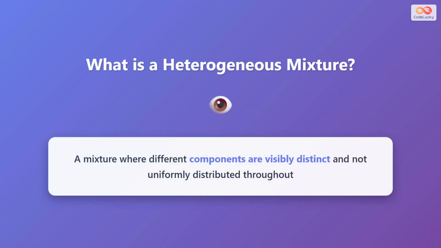A heterogeneous mixture is a type of mixture where different components are visibly distinct and not uniformly distributed throughout. In simpler terms, you can look at a heterogeneous mixture and see that it's made up of different parts. Unlike homogeneous mixtures, where everything looks the same, heterogeneous mixtures have visible boundaries between their components.